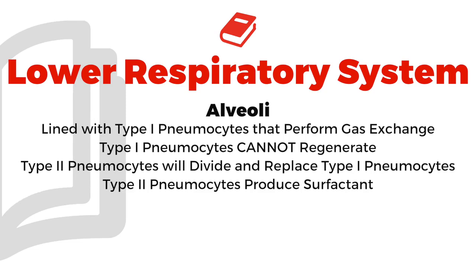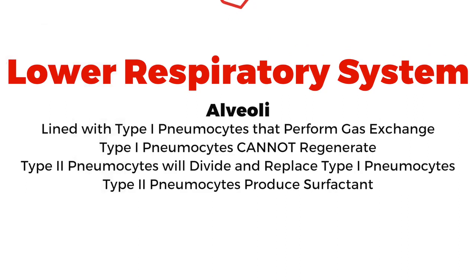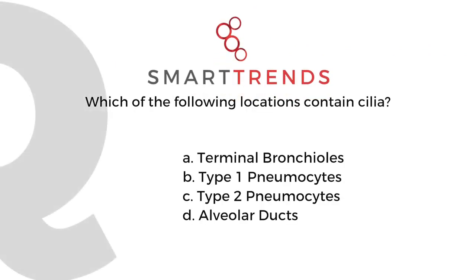But look at this visual, because I want to show you another test question that's commonly been represented. Again, remember the big point, type 1 pneumocytes, right, are going to do gas exchange, type 2 are not. Type 1 cannot regenerate, type 2 do not do gas exchange, right? Those key points. But look at this visual here to see another way this has been asked, all about having to do with cilia. Pay attention to that on the test as well.